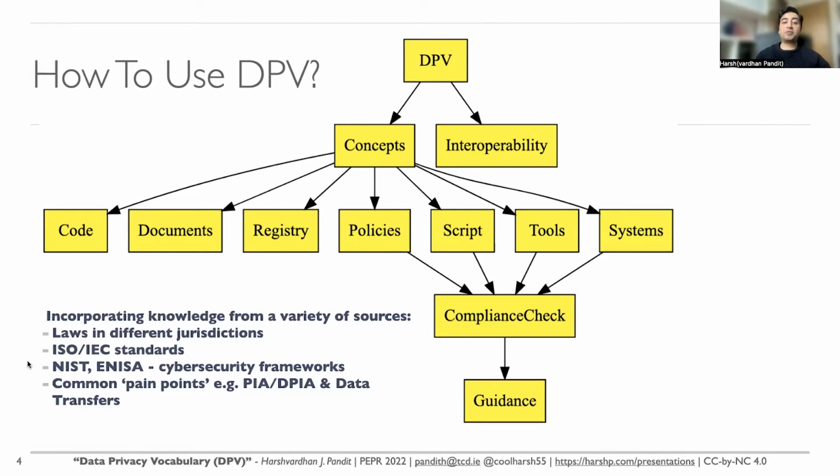So this knowledge comes from a variety of sources: laws, ISO, IEC standards, authoritative documents and frameworks provided by organizations such as NIST and ENISA, and it helps address common pain points such as privacy impact assessments and data protection impact assessment and data transfers, where you have very abstract requirements in laws, but then you have to apply them to very specific situations in your use case. DPV provides the framework within which you can express your use case and tie it to those abstract concepts.